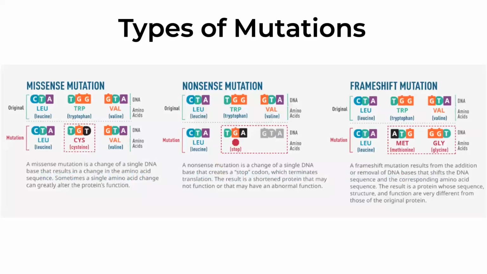A nonsense mutation is a change of a single DNA base that creates a stop codon, which terminates translation. So as a result, you have a shortened protein that may not function or may have an abnormal function. And finally, we have this frameshift mutation that results from the addition or removal of DNA bases that shifts the DNA sequence and the corresponding amino acid sequence. And the result is a protein whose sequence, structure, and function are very different from those in the original proteins.